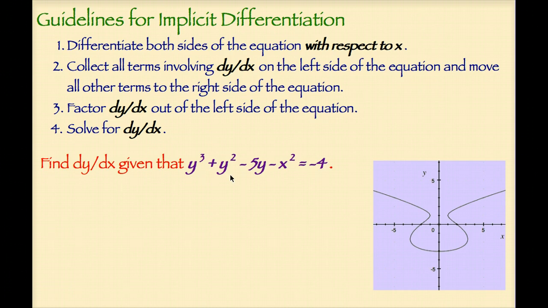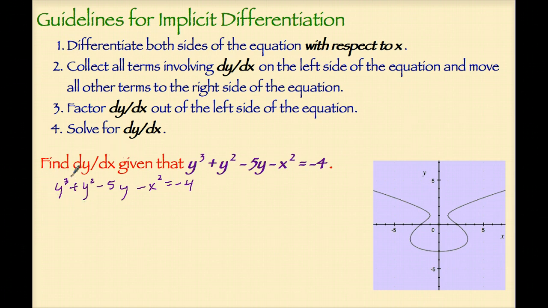Let's start with finding dy dx of this equation. Once again, you'll see that in this situation, you would not be able to explicitly solve for y, but we want to still be able to take a derivative of this function. That's why implicit differentiation is necessary. I'm going to rewrite the function: y cubed plus y squared minus 5y minus x squared equals negative 4. Now, as I go through and take the derivative of each term with respect to x, I'm going to attach a differential, either dy dx or dx dx, every time I take a derivative.